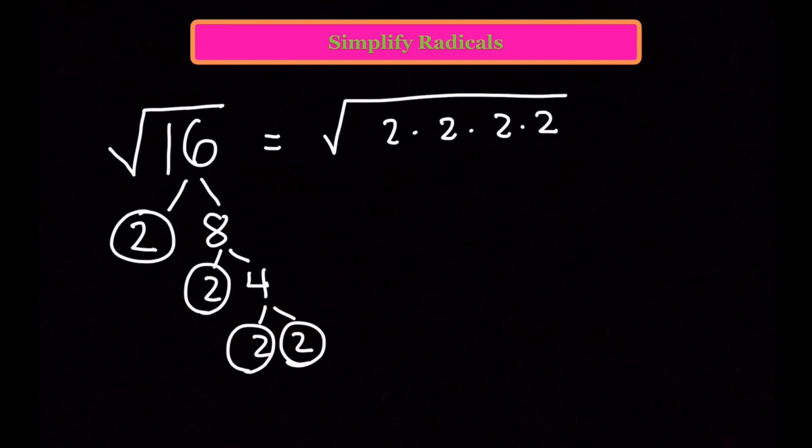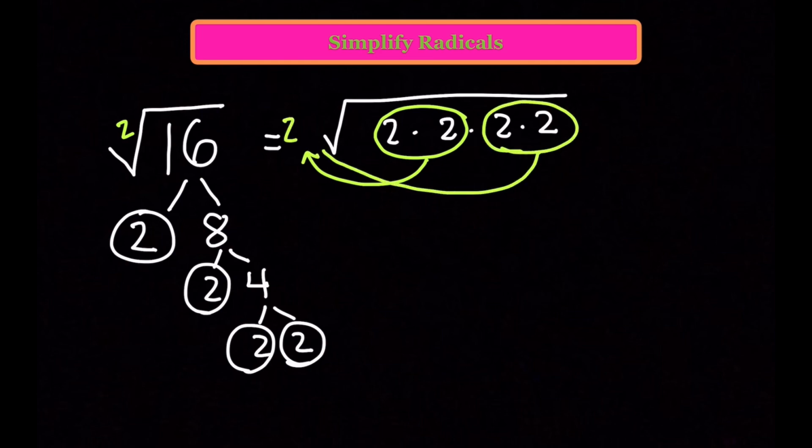Because my index number is 2, or it's a square root, that means for every set of 2, 1 will come out. So 2 will come out, and another set of 2 is here, so that extra 2 will come out, and these will be multiplied together. So that means my answer is 2 times 2, which is 4.